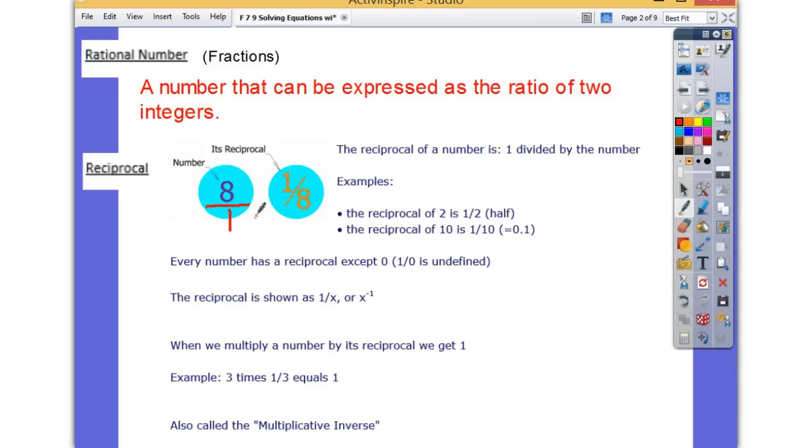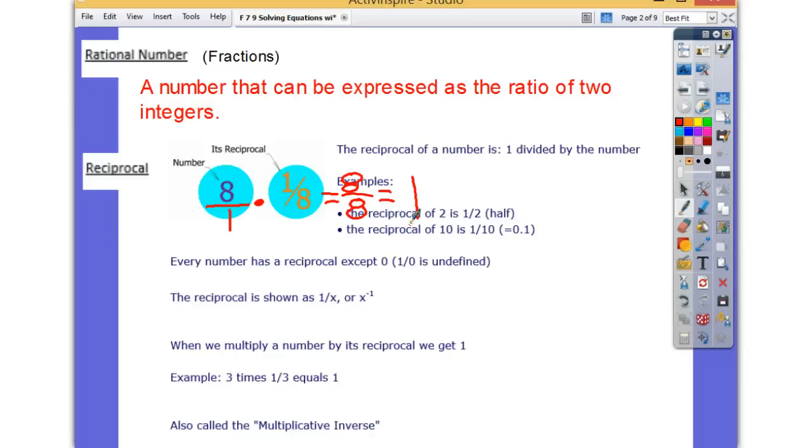But what happens when you multiply a number by its reciprocal? What do you end up getting? If I take 8 times its reciprocal, 1 over 8, what does that equal? It always equals, well, 8 times 1 is 8, over 1 times 8 is 8, which equals 1. So any number times its reciprocal equals 1. So that's what we're going to do today to cancel out those fractions so you're not having to even turn them into decimals.